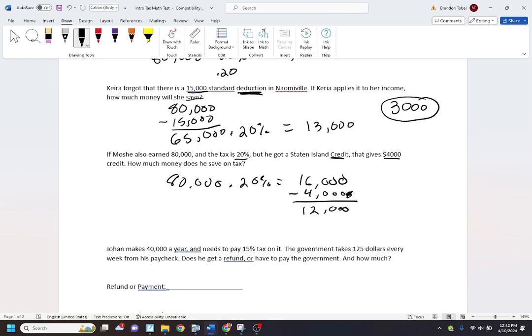So how much did he save on tax? Luckily for us, in credits, when you save on tax, you save as much as you get credited. So 16,000 minus 12,000 is 4,000. So he saved the amount he got credited.